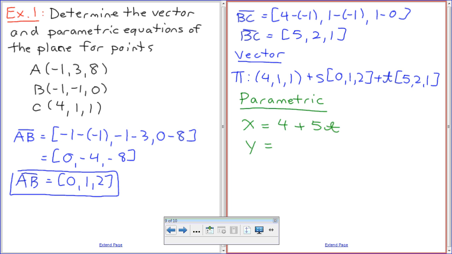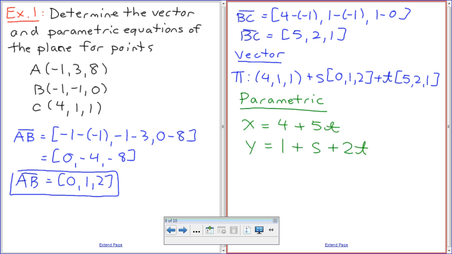Y equals... parametric equation. So you're going to use all the y coordinates all the way through, right? So the 1 plus 1, there's 1 plus s plus 2t, right? Because the t's come with coordinates, right?